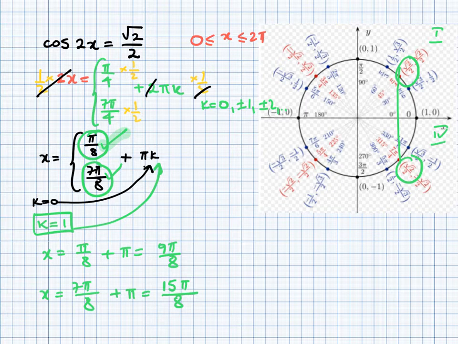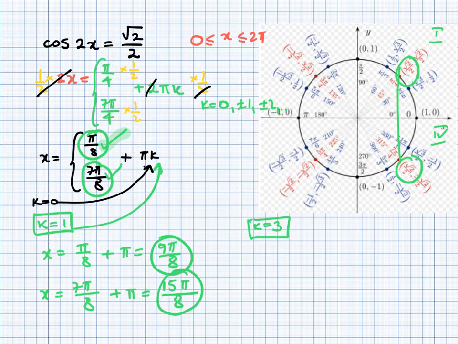So let's have a look at those two before we move on, and before we check k equal to 2. 9 pi over 8 is a little bit more than 1 pi, so it does look like this is our solution as well. 15 pi over 8 is a little bit less than 2 pi, very close, but not 2 pi yet, so this one is our solution as well. So let's just check k equal to 3.